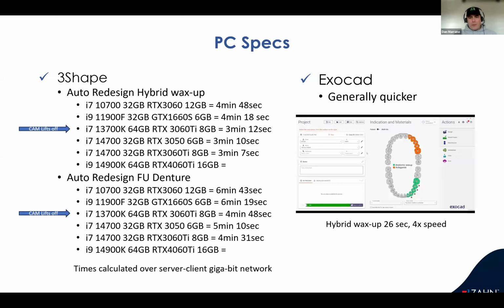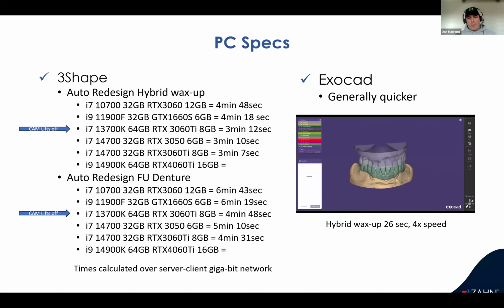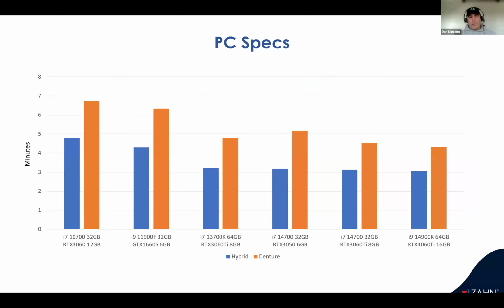And kind of the same thing with exocad, but generally the process you see here, this is a redesign of a hybrid wax up. It took 26 seconds. I even went back a step to make it seem like it didn't take, it's really quick. It jumps to the end. So here are those specs from a 10 series, 11 series, 13, 14, and then adding some different video cards in there. You generally see the performance tapers off as you increase.